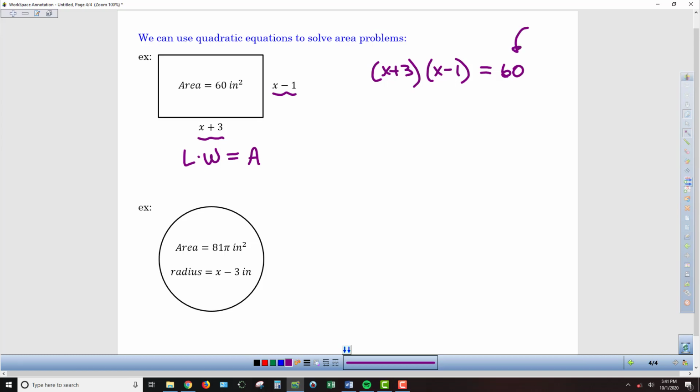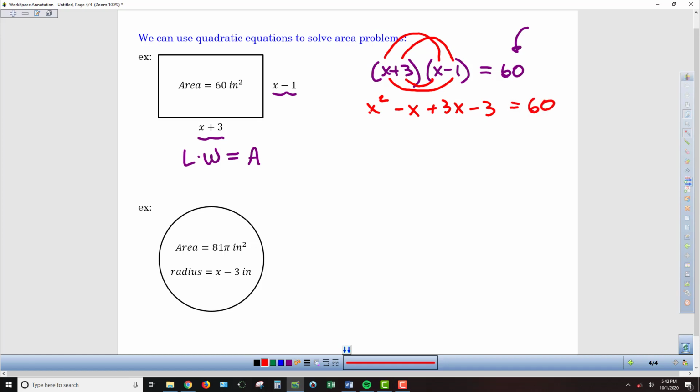So what I'm going to have to do in this circumstance is FOIL the two binomials. I'm going to have to multiply those out. Then I'll be able to subtract the 60 over, and then I'll be able to refactor the problem to solve for x. So I'm going to use my FOIL technique. I multiply the firsts, x times x, equals x squared. Then I'm going to multiply the outer, which is negative 1 times x, so negative x. I'm going to multiply the inner, so 3 times x gives me 3x. And then finally, my last, 3 times negative 1 is negative 3. And then that equals 60.